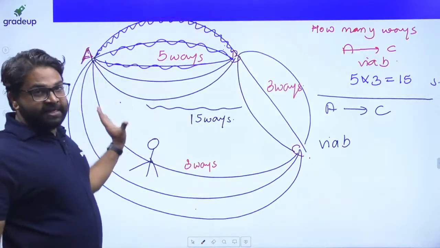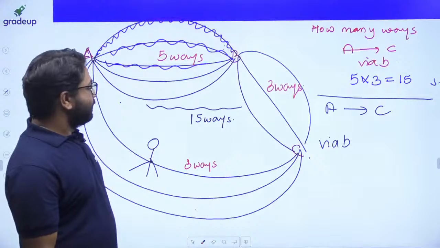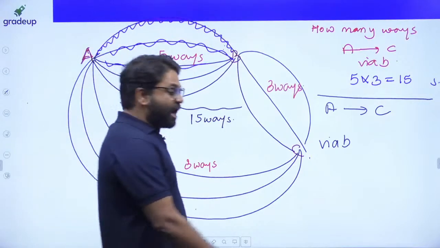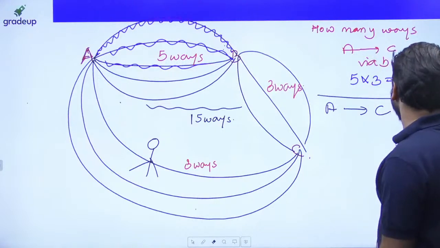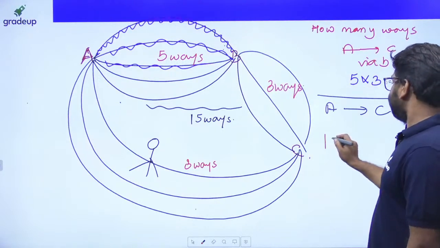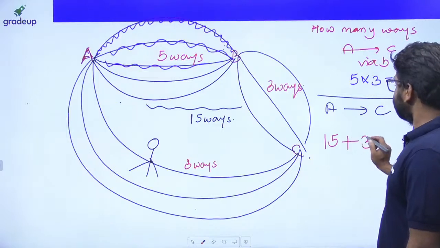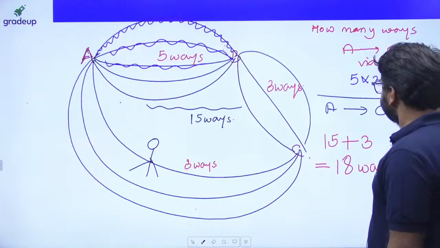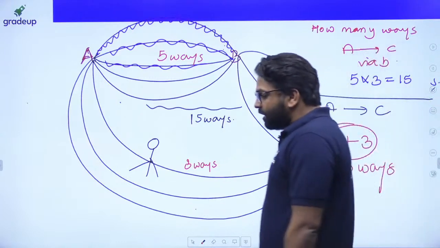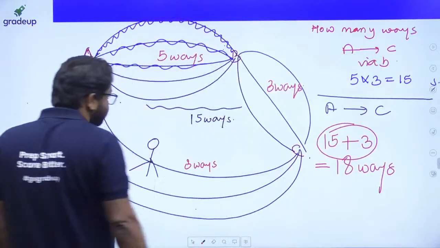So 15 ways if I'm going from here, and then 3 ways different. So now the total that I will be getting over here is 15 plus 3 ways. So this is the total ways that I will be getting. And what is that? 15 plus 3 different ways. So this is the combination of what? This is a combination of the product rule and the sum rule both.